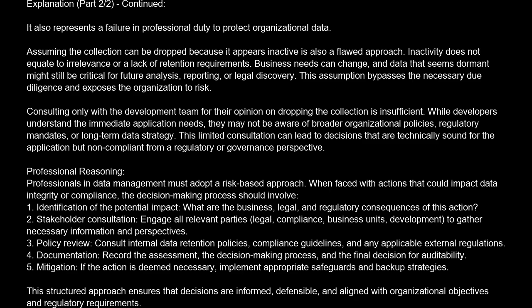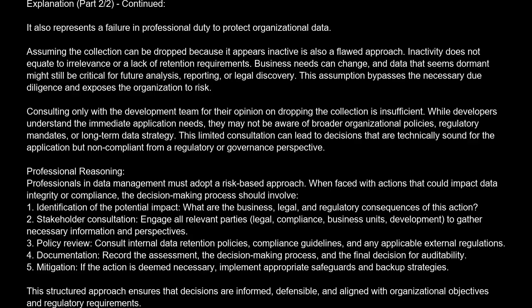Assuming the collection can be dropped because it appears inactive is also a flawed approach. Inactivity does not equate to irrelevance or a lack of retention requirements. Business needs can change, and data that seems dormant might still be critical for future analysis, reporting, or legal discovery. This assumption bypasses the necessary due diligence and exposes the organization to risk.